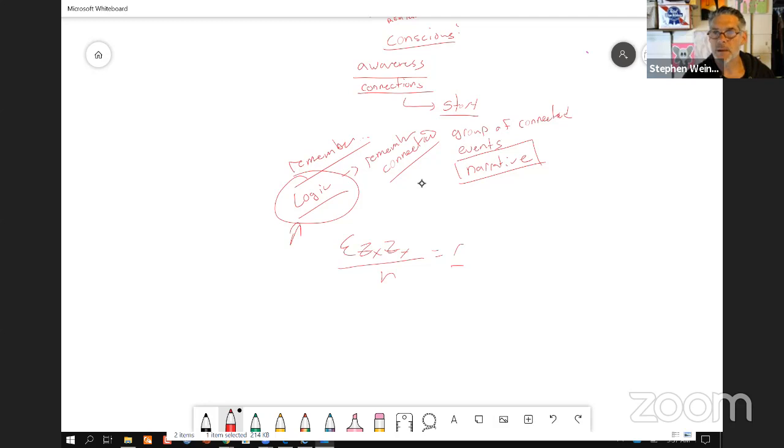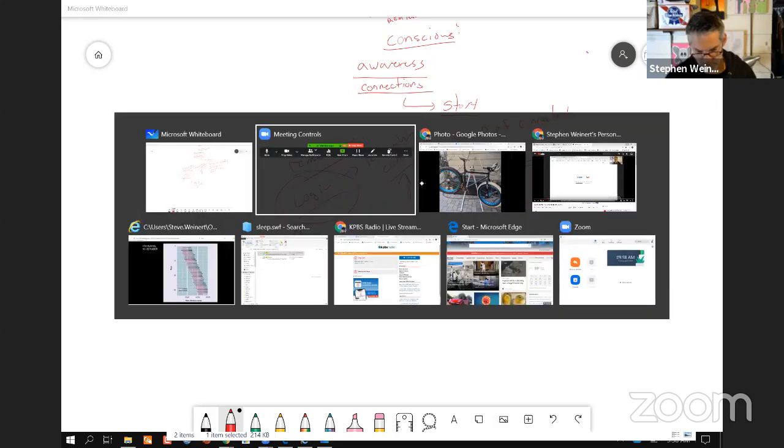REM sleep doesn't remember the events, it remembers the connections. And so when you get more REM sleep, you create connections. So REM sleep is really interesting because it connects random things. I was dreaming last night that I was driving a truck called a Unimog, which is like, well, it's this.